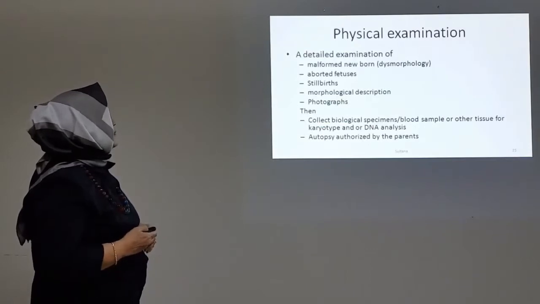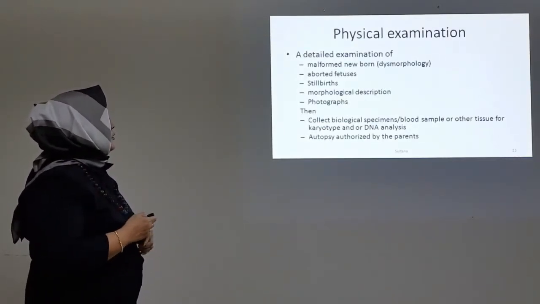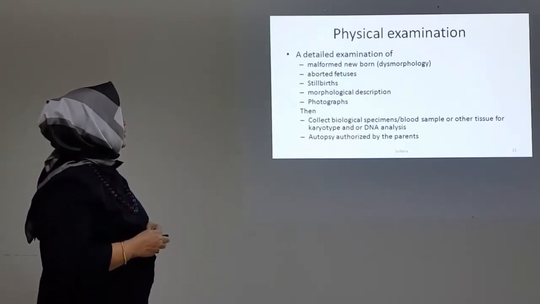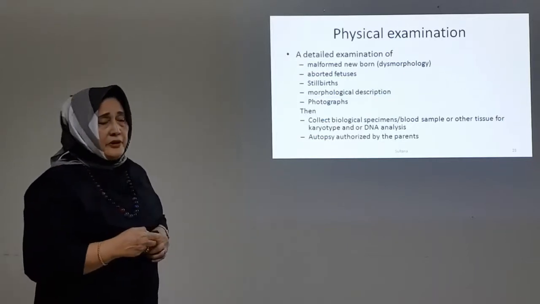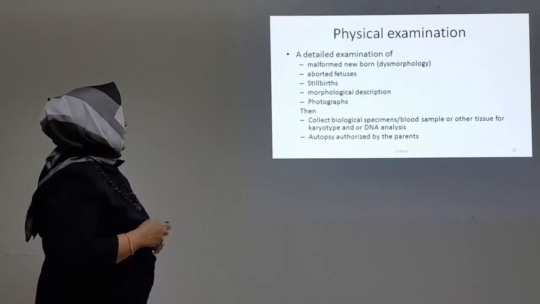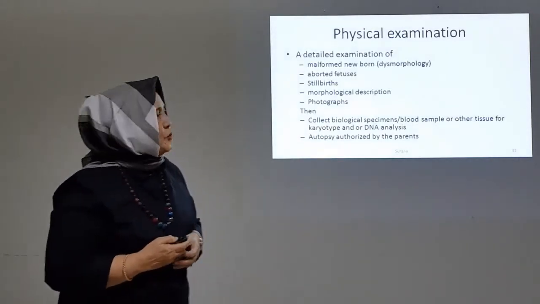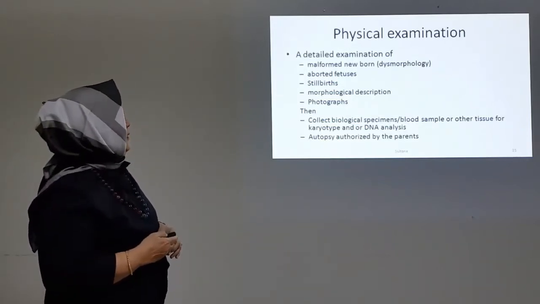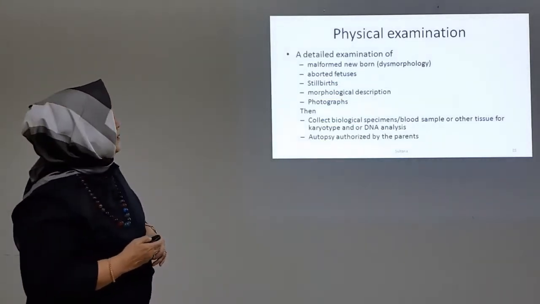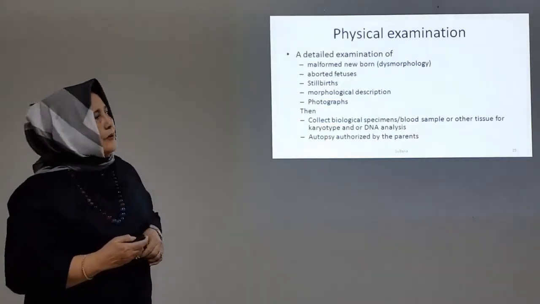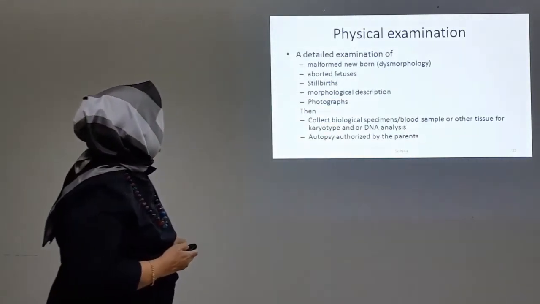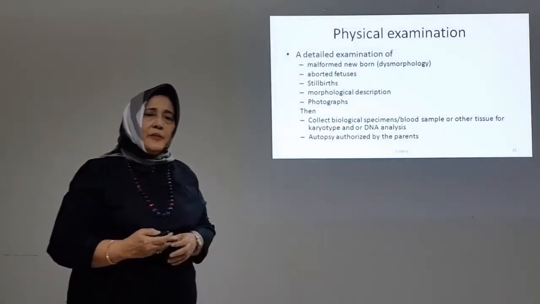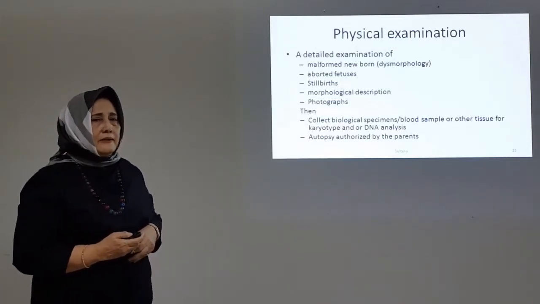Physical examination. We have to do a detailed examination, such as in the newborn with malformation, and also aborted fetuses and stillbirths. And we have to take photographs of each part of the abnormality, and then we collect the specimen. Usually we collect the blood, but it can also be placenta or blood from the placenta. And then if necessary, we also do autopsy, depending on whether the parents authorize the autopsy.